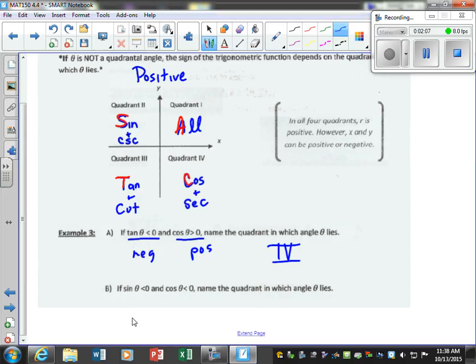Good. Now this is just, if sine of theta is less than 0 and cosine of theta is less than 0, it just means where is the sine value negative and the cosine value negative? What quadrant are sine and cosine both negative in? Well, they're positive here, cosine's positive here, so what's the only place both of them are negative? Good. Quadrant 3.